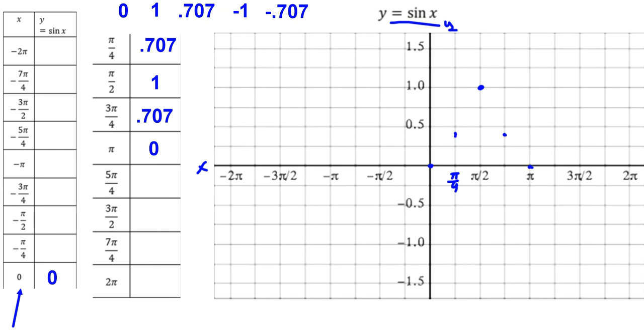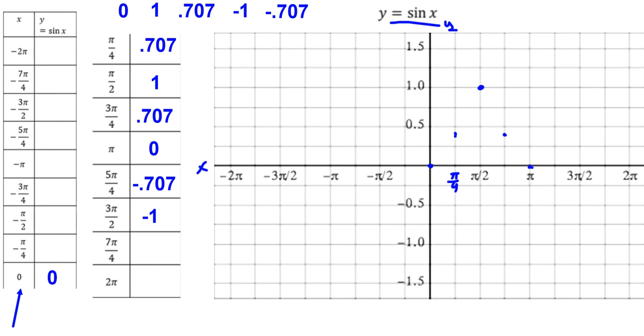So coming along, we're going to be at 5 pi over 4, and we just dip down below. We're at now -0.7 because that's negative root 2 over 2. Remember, we're over here on the unit circle. We're in quadrant 3. All right. 3 pi over 2, we just bottomed out, and we're going to be at -1. Then we're going back up again.